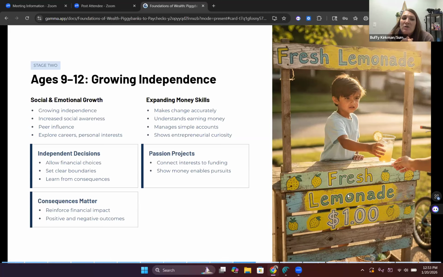This is a good chance to really talk about careers and hobbies and personal interests. Again, making that connection between work and money, but in a deeper way. Okay, so they should understand earning money in a bigger way. They should be able to manage simple accounts and maybe show some entrepreneurial curiosity.